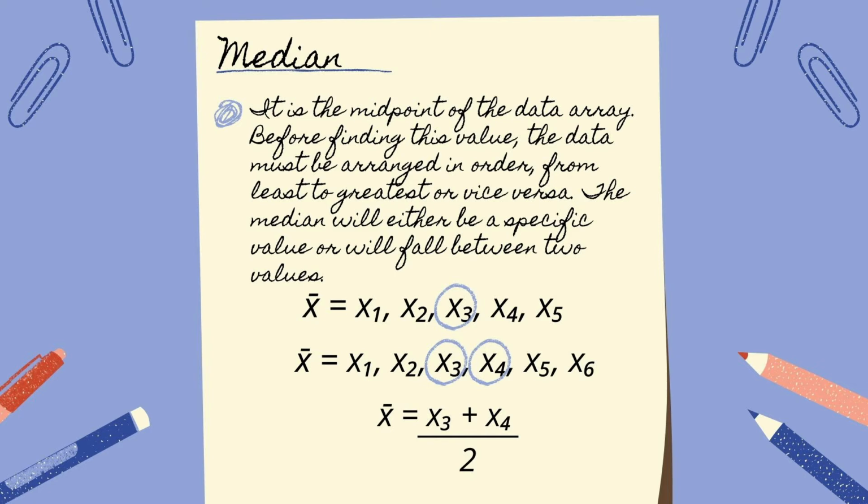For example, x1, x2, x3, x4, and x5. x3, being in the middle, will be our median. As for the second example shown, x1, x2, x3, x4, x5, and x6, we have two middle values since we have 6 data points. So we add up both x3 and x4, divide it by 2, and we get our median.